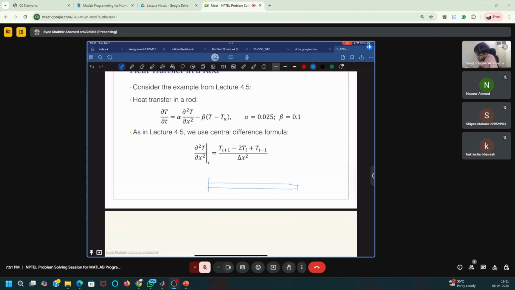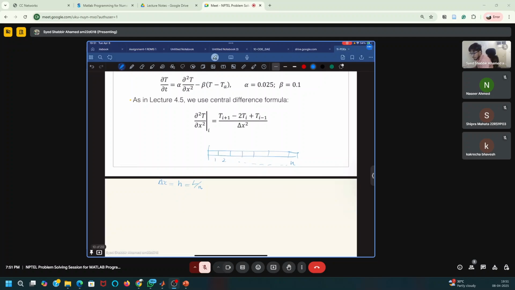Now we will divide the spatial domain into some n segments, like one, two, and so on up to n segments. Each segment will have some length, which is L by n, or let's say you can also call it delta x.